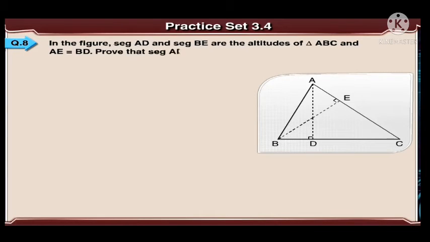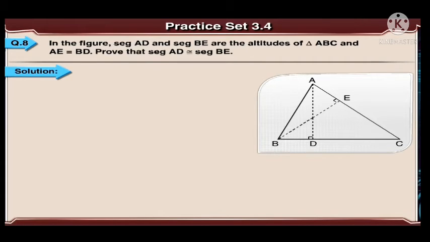Question number 8. In the figure, segment AD and segment BE are the altitudes of triangle ABC and AE is equal to BD. Prove that segment AD is congruent to segment BE. Solution. In triangle ABC, AD and BE are the altitudes.